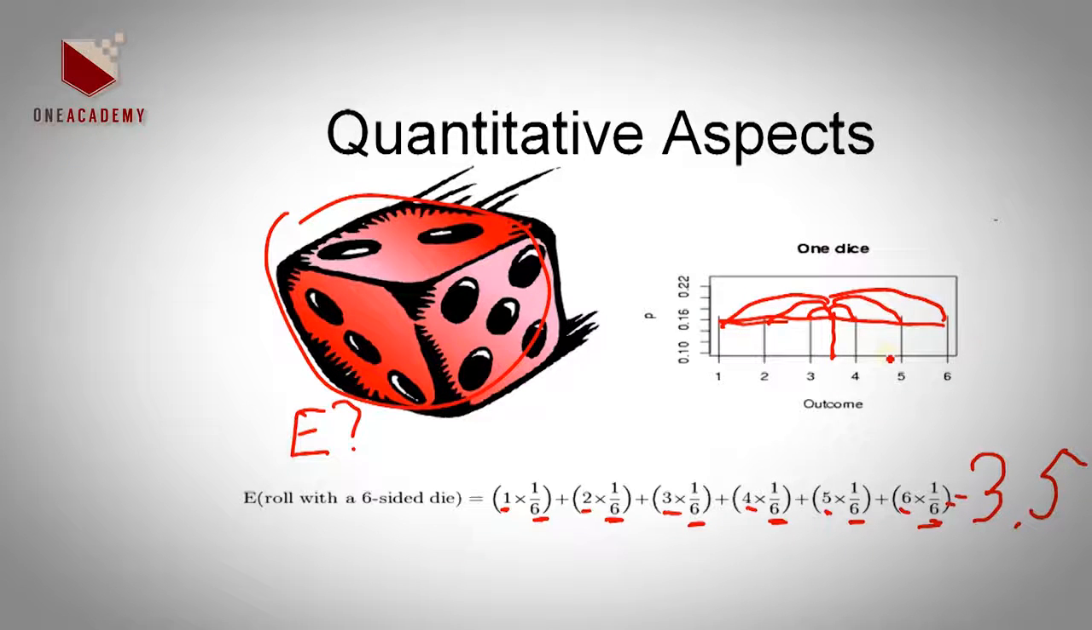So basically, 3.5 is the expected value of a die. But at the same time, I would like to remind you, it is not a possible value. It is not possible in reality to be achieved. This is the expected value. It is a special feature of an event, in this case of a value.